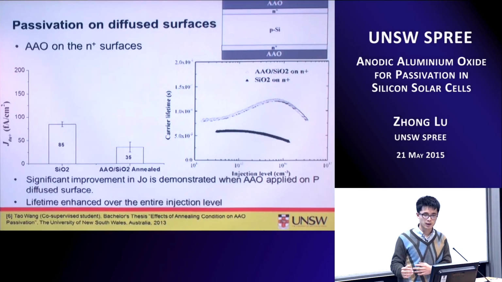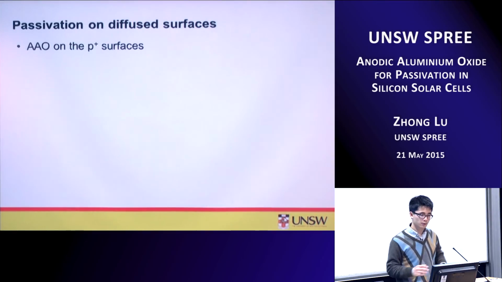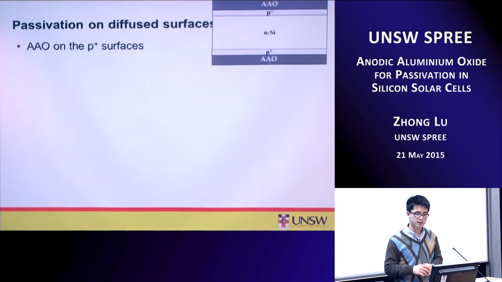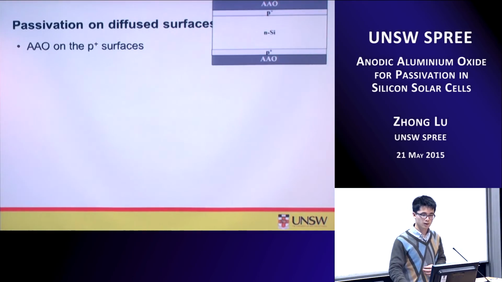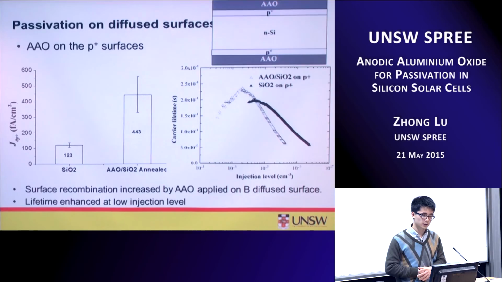The reason is that the AO stores a positive charge and is preferable for passivating an N plus surface. And if you look at the lifetime data, you have a lifetime enhancement over the entire injection level. But if we look at the other case where we're trying to passivate the boron emitter, we're seeing a different story. Instead of improved surface passivation, you have exaggerated surface recombination. After the anodization, the J0 increased significantly.